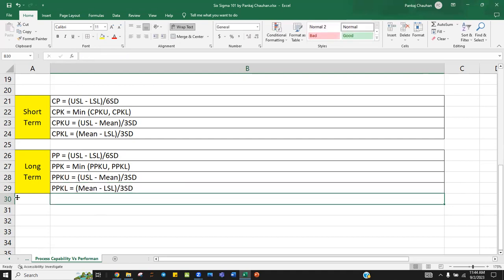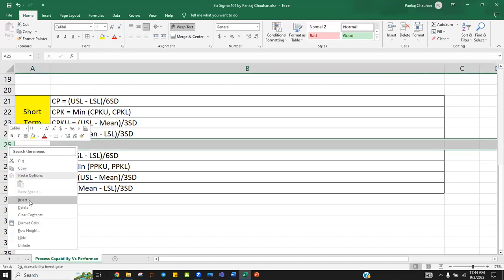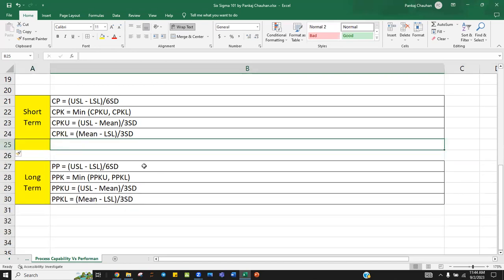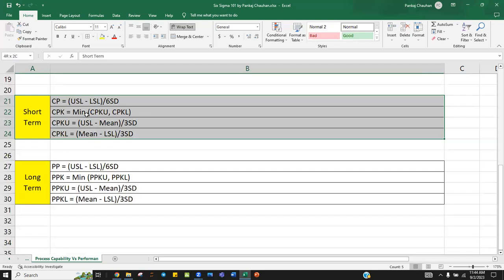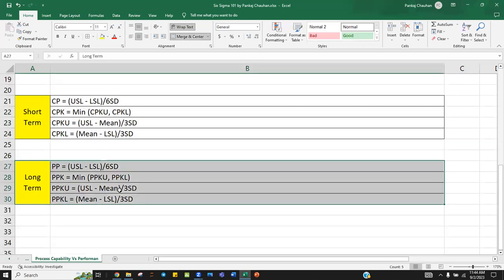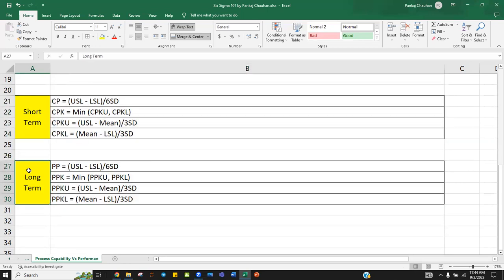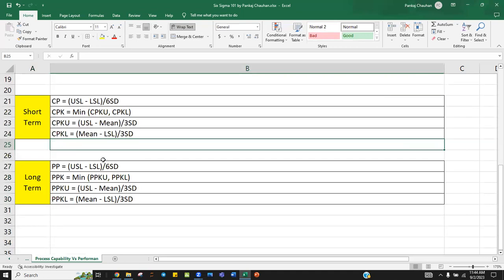Now the question is, many people are confused, so how to differentiate these two? The answer is very simple. If it is short term, it is CP-CPK. If it is long term, PP-PPK. But still the formula remains the same. So the only difference between short term and long term is how you calculate your standard deviation.